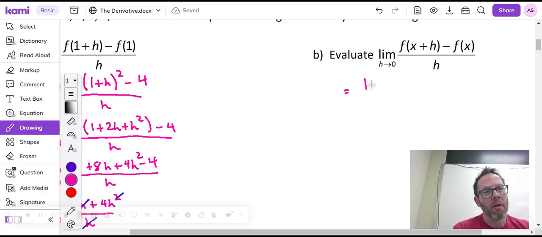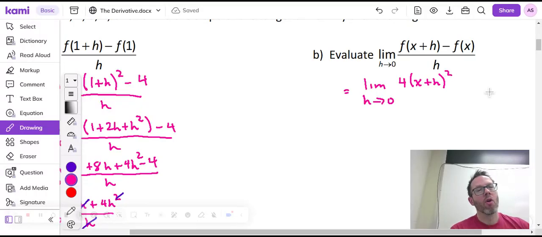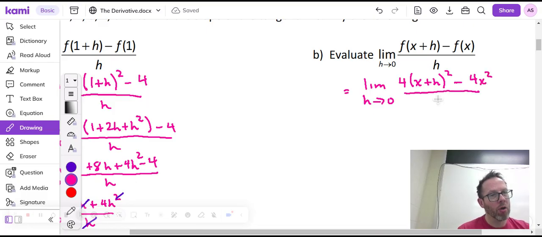So here we go. The limit as h approaches 0. Our function is 4x squared, so f at x plus h would be 4 times x plus h squared. Where there's an x, put in x plus h. And this time, instead of subtracting a specific y value, we're just going to be subtracting the function itself, which is 4x squared, all over h.